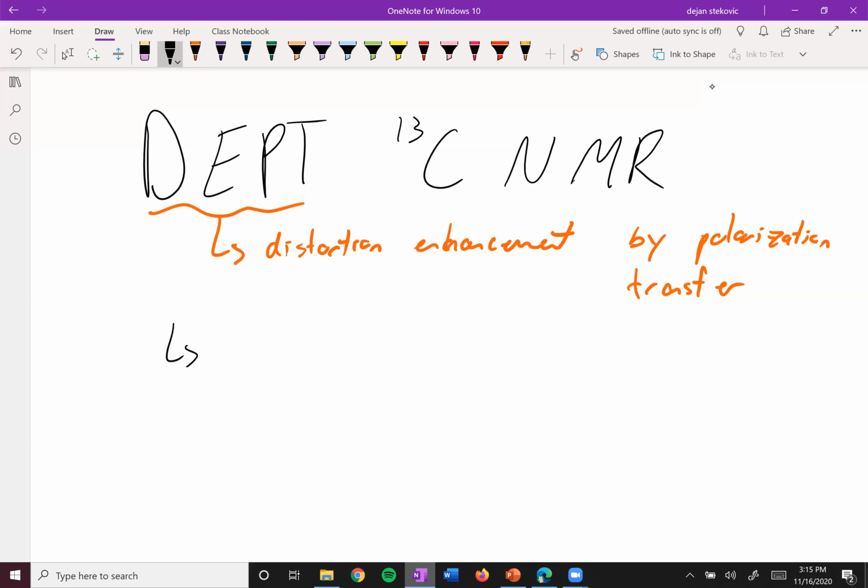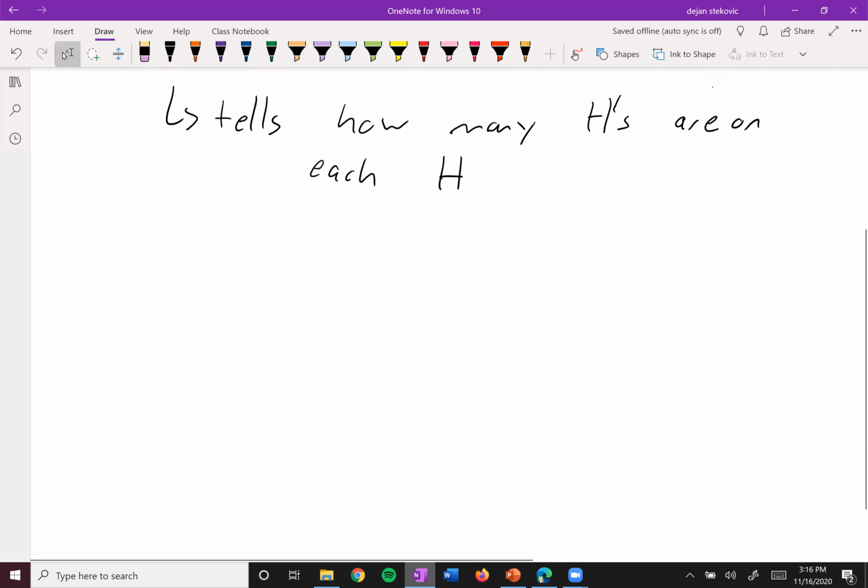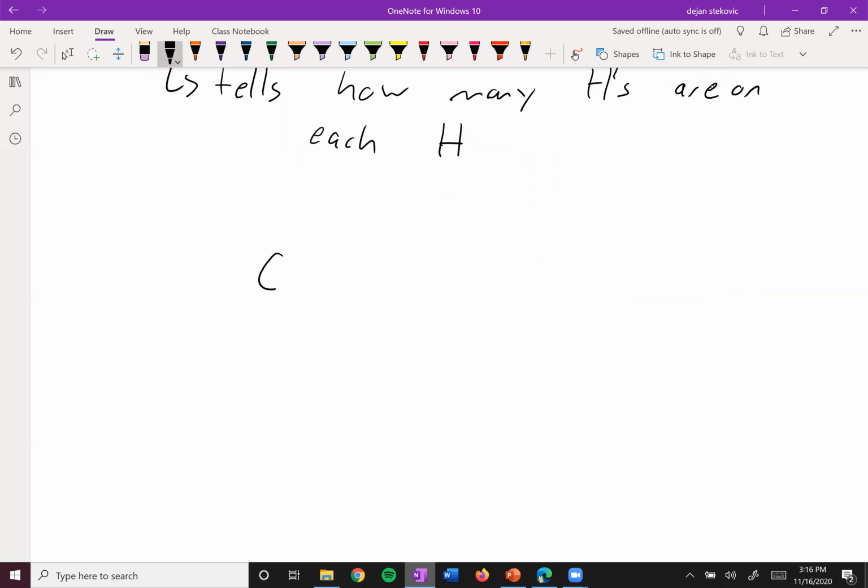The useful piece of information is this tells us how many hydrogens are on each carbon. Right? Is this a CH? Is it a CH2? Or is it a CH3? Not going to be a CH4 because then that's just methane gas. And so write our options again: CH3, CH2, CH, or just a C with no hydrogens on it.